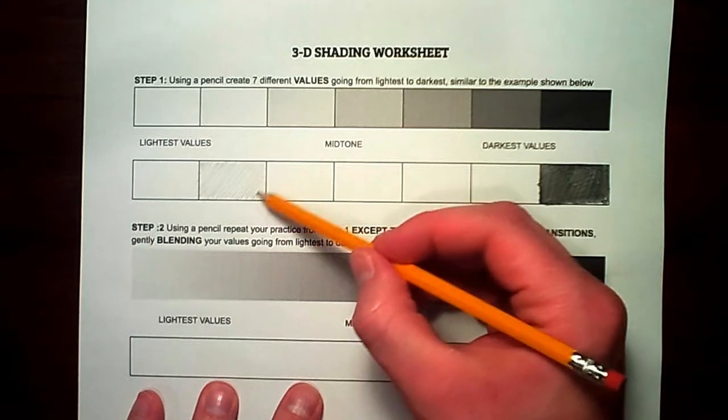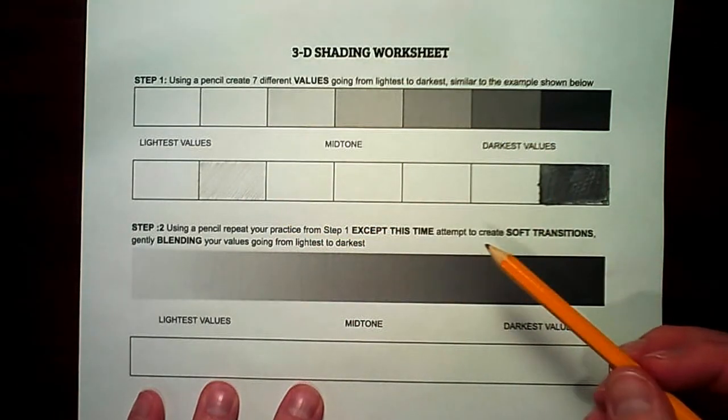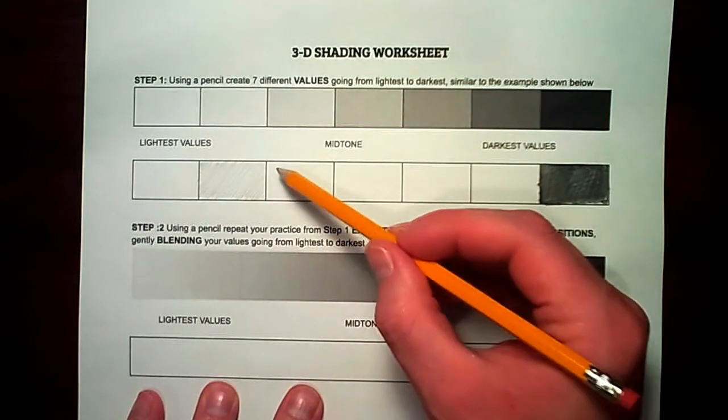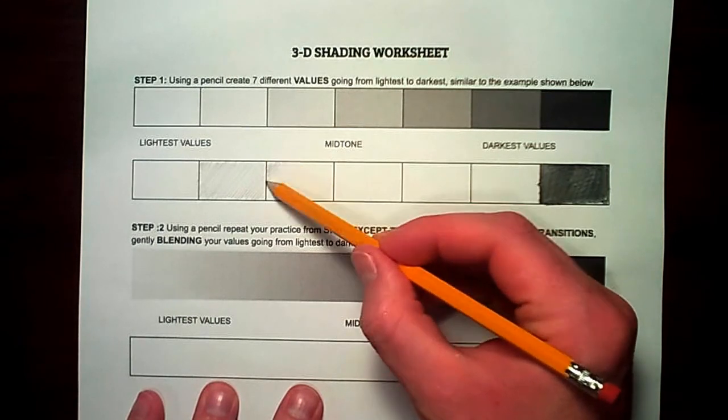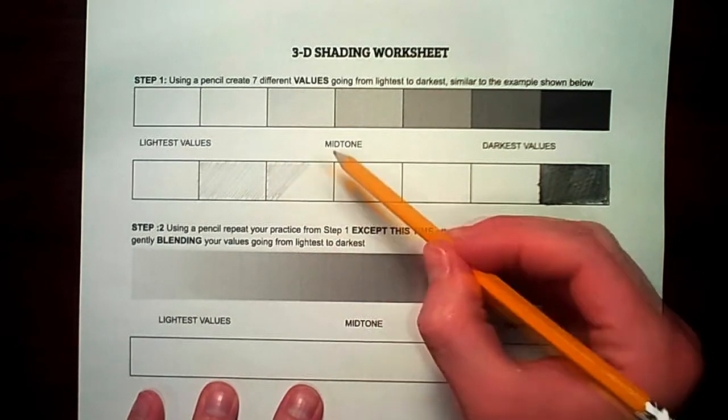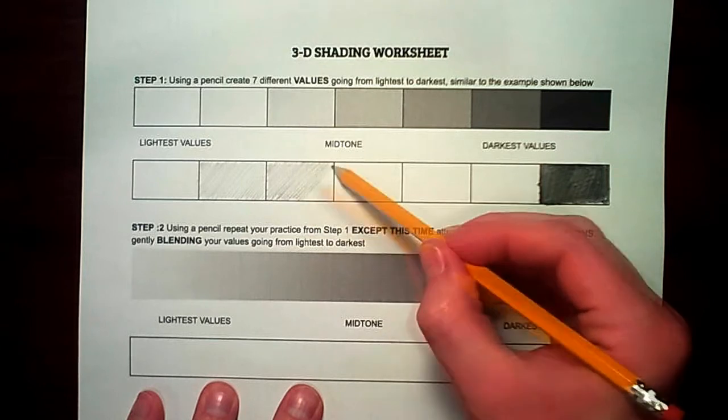One of the biggest mistakes artists make is that they begin this first box too dark. If your first box is too dark, it's going to be really hard for you to create all the different values between your lightest and your darkest as you go.